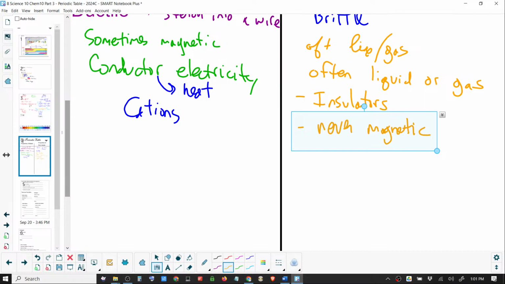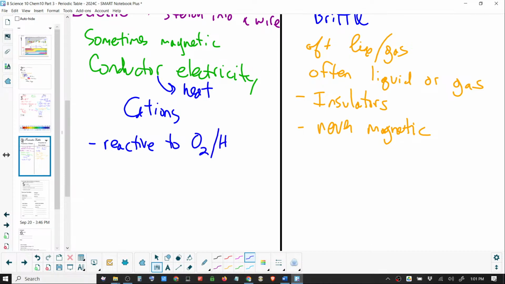Okay, we are going to see next time when I do the demos for this, metals are often reactive to oxygen gas, water, or acid.